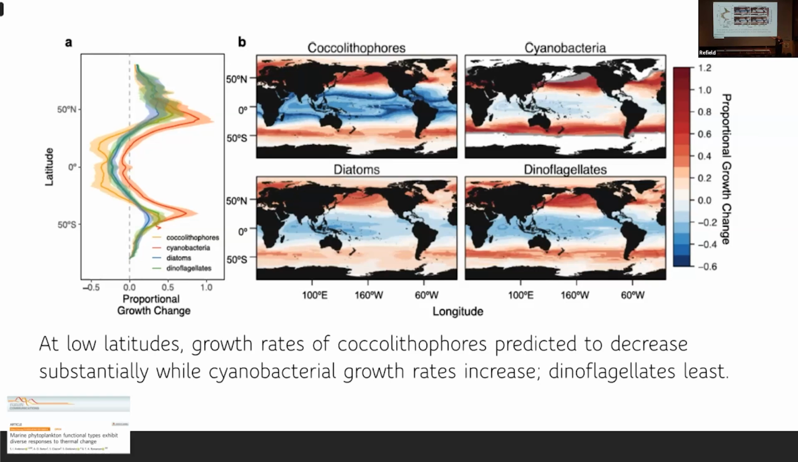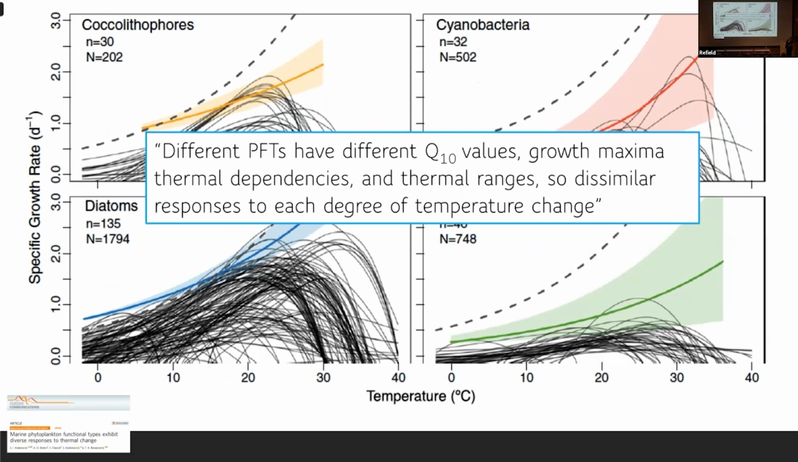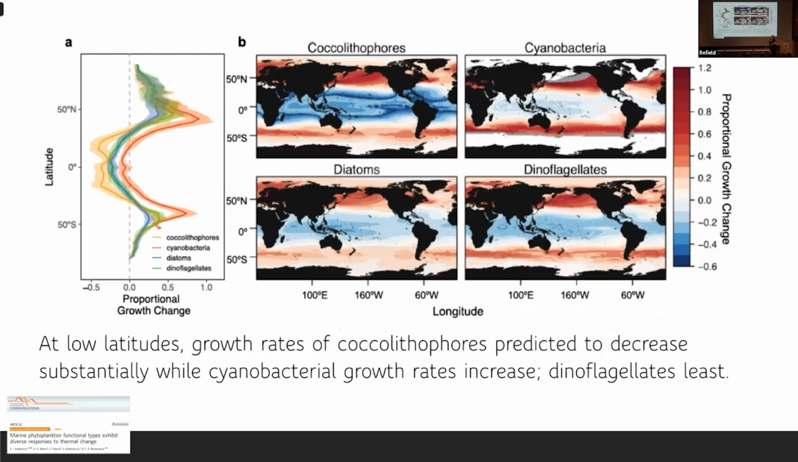So Mike, where's Mike? This probably gets to your smaller in a warmer world talk you're going to give later on. The dinoflagellates were predicted to respond the least. And if you go back to this, you can see how flat those growth temperature response curves are. So that kind of jives with what the data shows us.